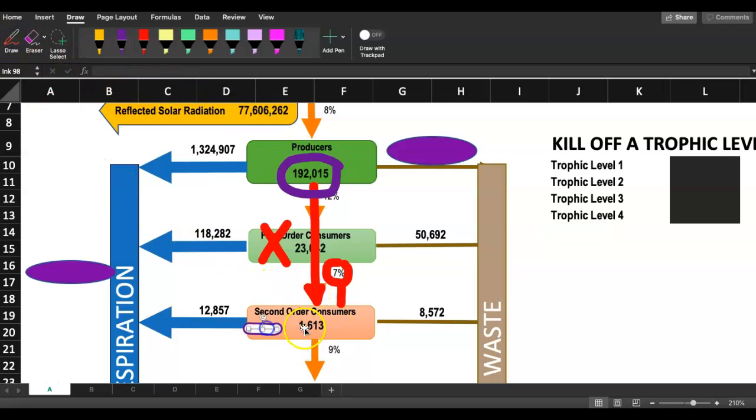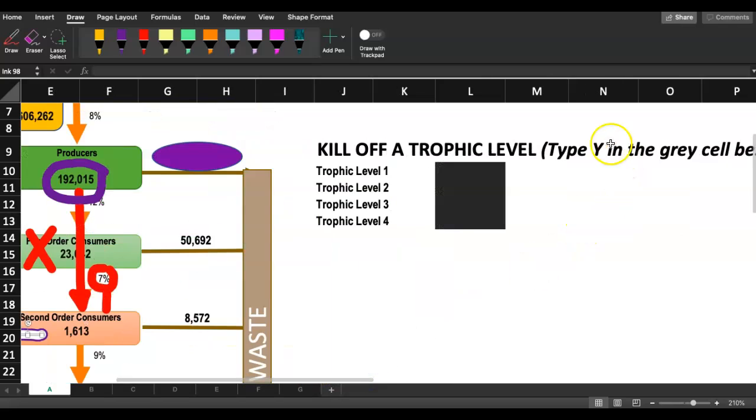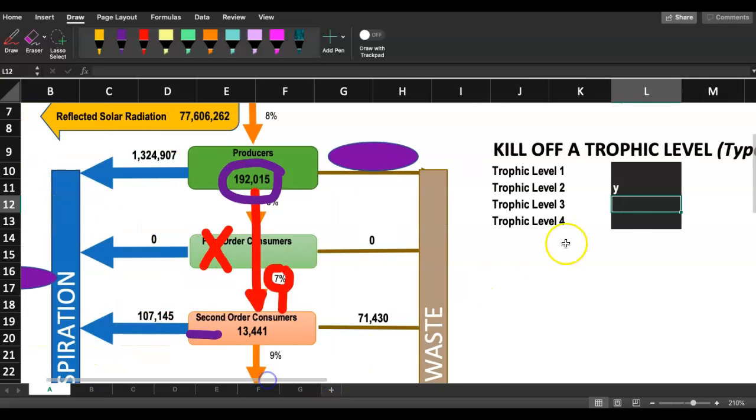So we're killing off the first order consumers. They're the second trophic level down. So it says over here on your instructions, do you want to kill off a trophic level? Type Y into the grey cell beside the level you want to kill. I want to kill off level 2, so I'm going to type in a Y here. And look what happens to the numbers. It will actually calculate this based on that percentage, and you can check your answer. So that's how that little thing works.